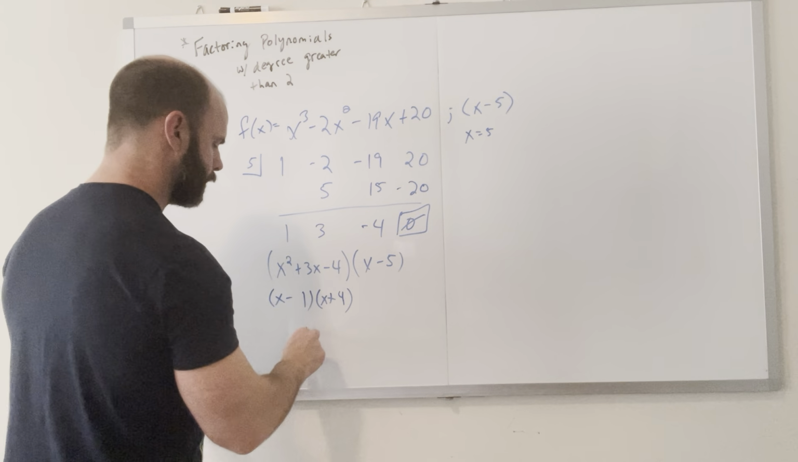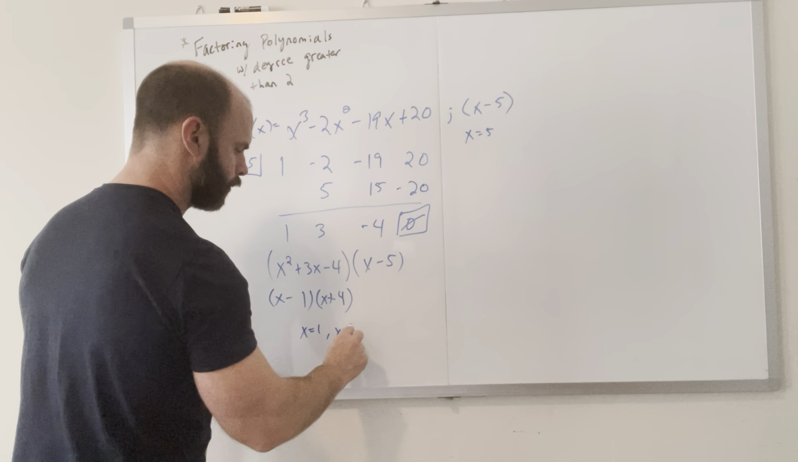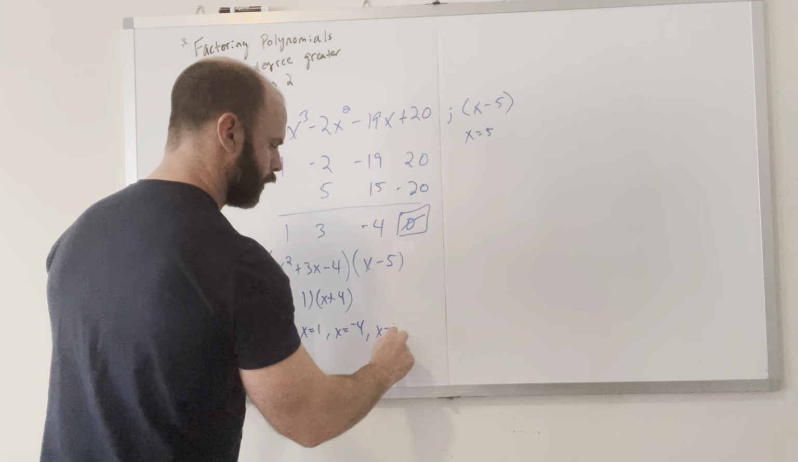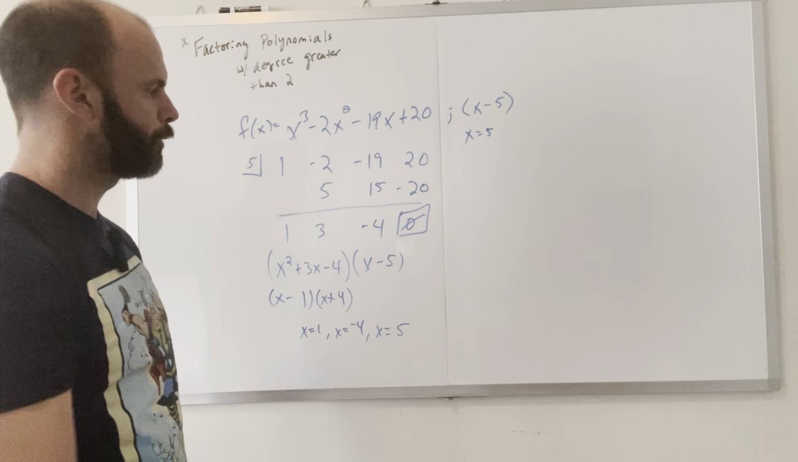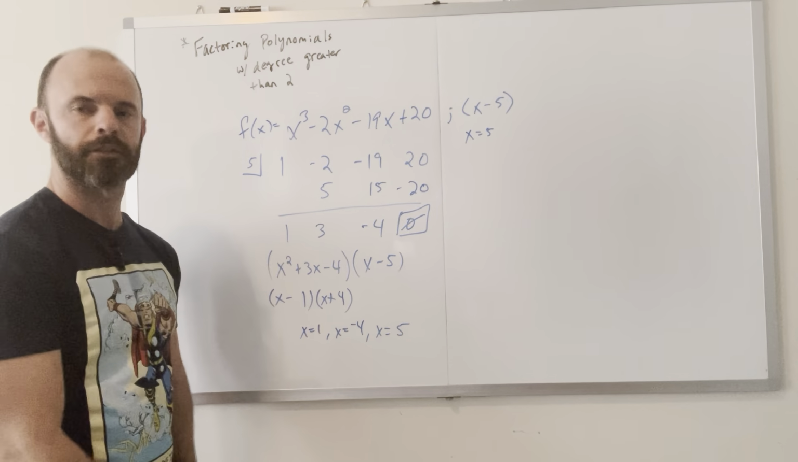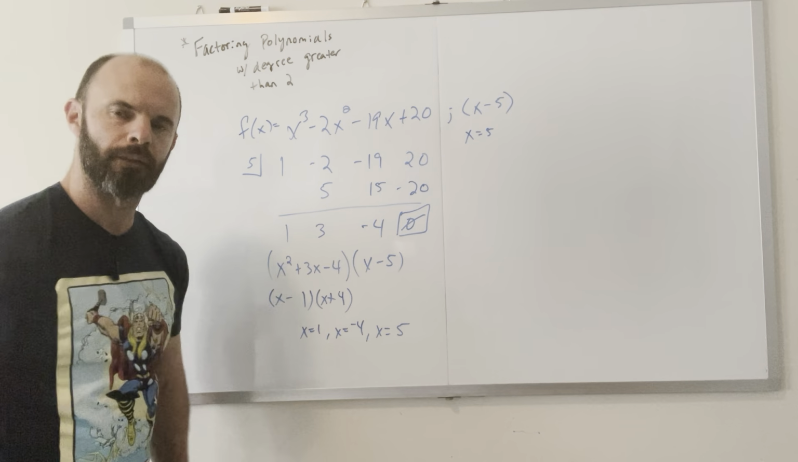So now I get x equals 1, x equals negative 4, and x equals 5. I have my 3 roots. I am ready to go and graph this thing. Okay? That's what we're looking for in this case.